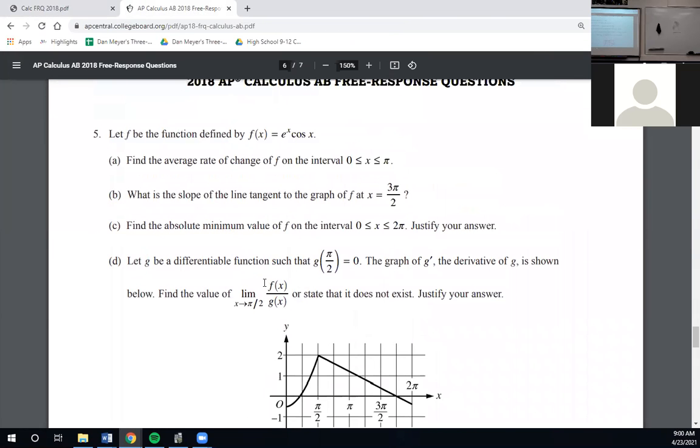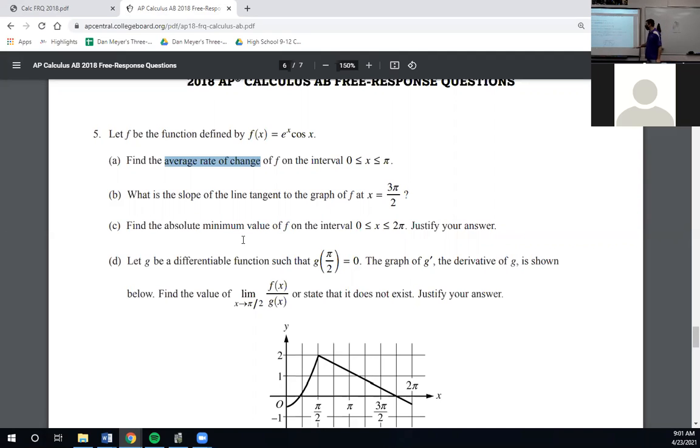Number 5, here was our function, e to the x cosine of x. And we're going to be looking for average rate of change. Average rate of change, don't forget, is not the same as average value. Average value was 1 over b minus a times the integral from a to b. But average rate of change ends up being f of b minus f of a over b minus a.